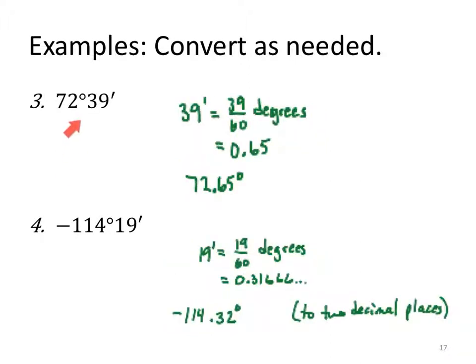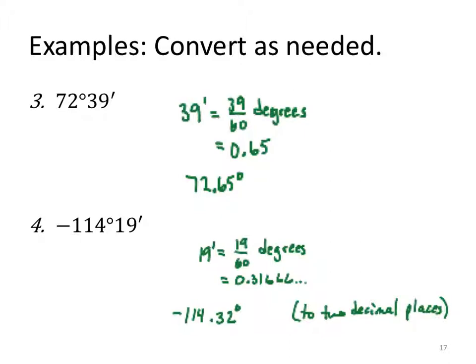72 degrees, 39 minutes. Now I want to convert it to decimal degrees. The 72 degrees is no problem. The 39 minutes, that's 39 out of 60 degrees. 39 sixtieths is 0.65. So our decimal degree is 72.65.